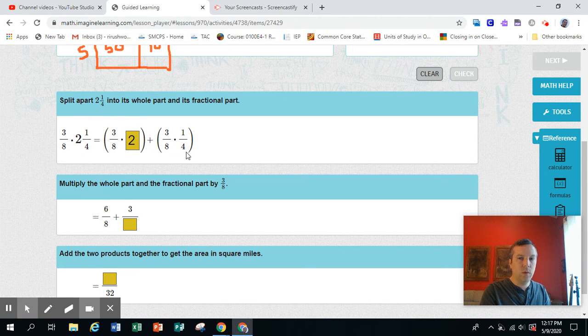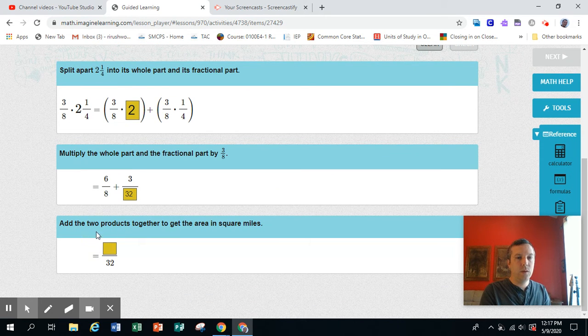3/8 times 1/4, you can multiply the numerators, you get 3. Multiply your denominators, you get 32. Add the two products together to get the area in square miles. When you're adding, you can't just add the numerators and add the denominators. You get the wrong answer.